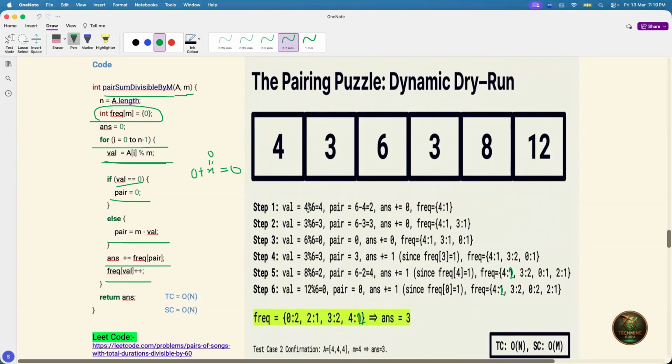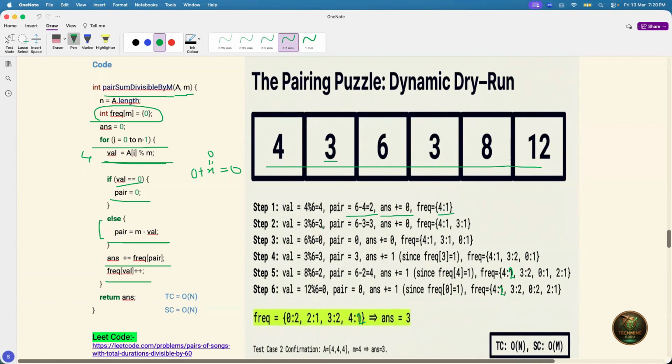So let's understand this code with this example array and with this dry run. First of all, our control will come to here. For the first element, 4 modulo 6 will give the value 4, right? So what will be the pair? Since the value is not equal to 0, this will come to this block. So the pair will be 6 minus 4, which is equal to 2. And in the answer, we will count the frequency of that. Do we have any pair of 2? No, right? Till now in the frequency map, we don't have anything. So in the answer, we will add only 0. Now, since we have already evaluated this number, we will keep its frequency, that it appeared one time. So we have kept that value in our frequency map and updated the count as 1.